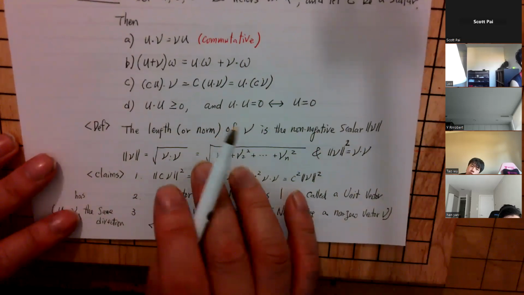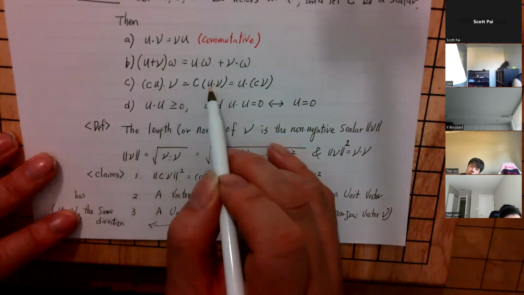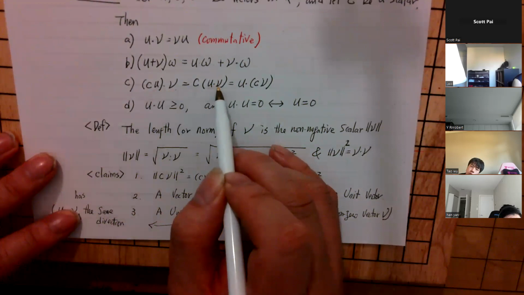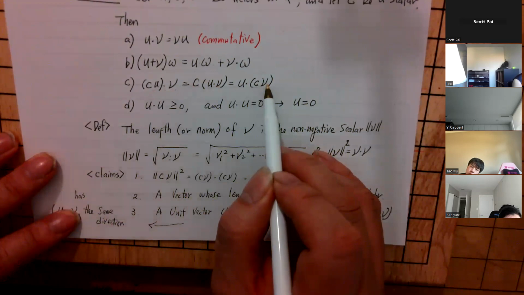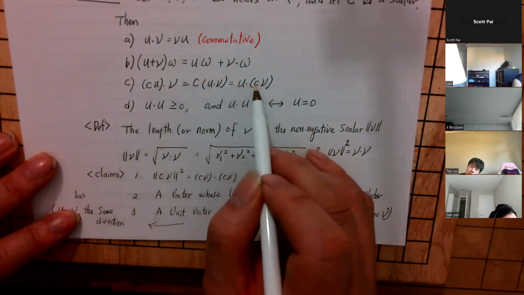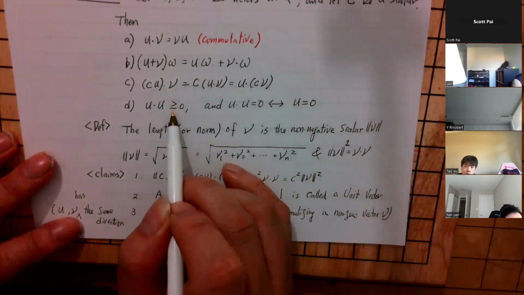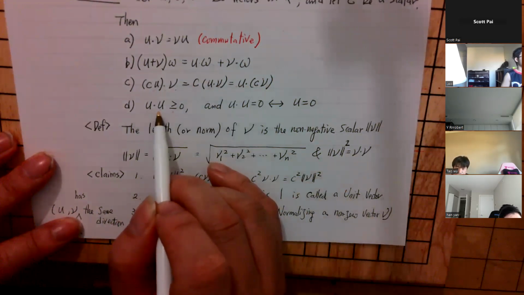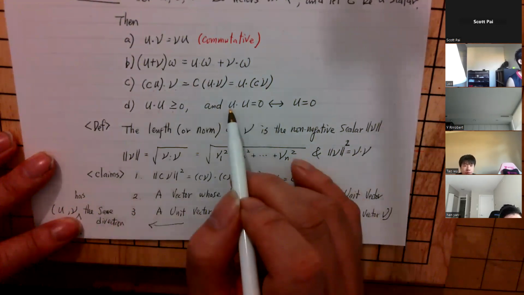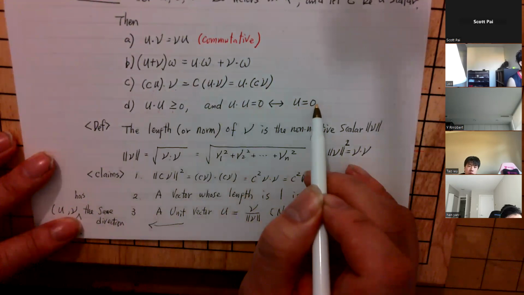And then (cu) times v: you do the product u times v first, and then multiply by the scalar, or you can apply c to one of the vectors. And then u dot cv is also the same. And u dot u is always greater than or equal to 0, and this is actually the norm of the vector squared. U dot u is equal to 0 if and only if u is equal to 0.